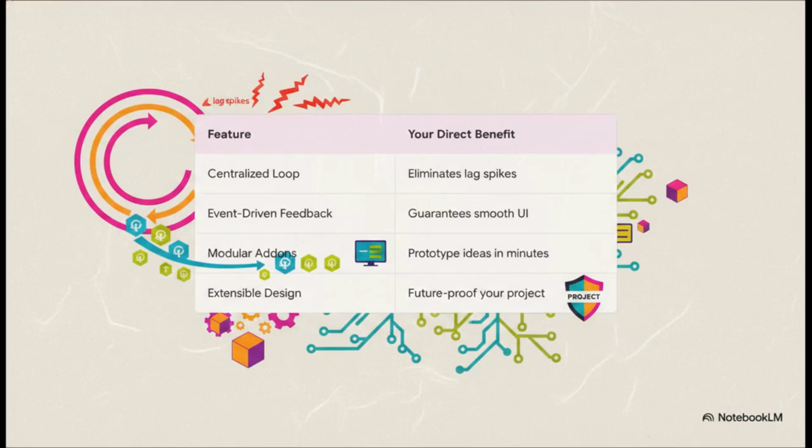Let's just break down the value here. That centralized loop, it directly eliminates lag spikes. The event-driven feedback, that guarantees a smooth, responsive UI. Those modular add-ons, they let you prototype ideas in minutes, not days. And the extensible design means you are future-proofing your entire project. Every single feature gives you a direct, tangible benefit.